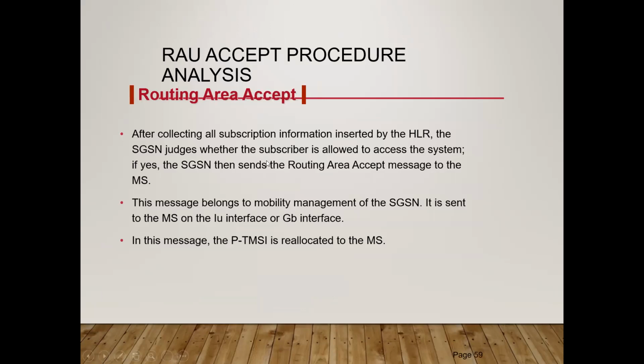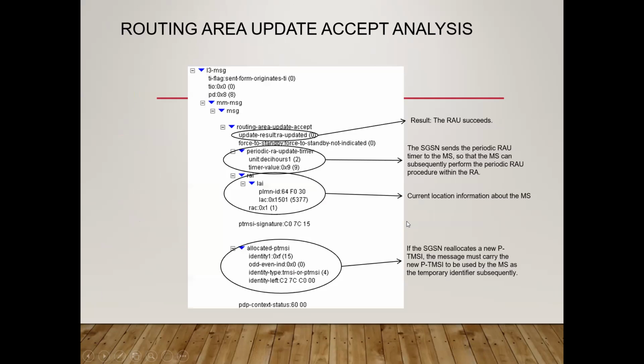So this HLR communication is done, then your routing area accept is sent. This message belongs to mobility management, and here the P-TMSI is reallocated to the MSISDN. So this is your result. Routing area is updated and routing area update accept. Here again, you will send the periodic routing area update timer, the current location of the user, and the updated P-TMSI. So if SGSN reallocates a new TMSI, the message must carry the new P-TMSI to the MS, the temporary subscriber identification.